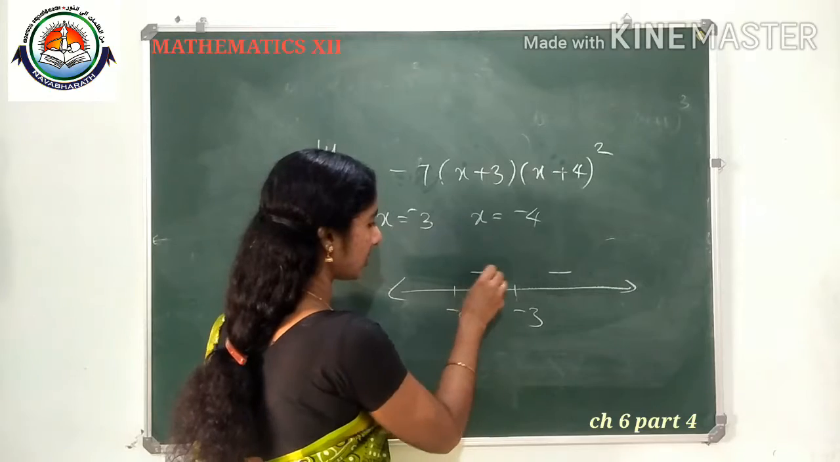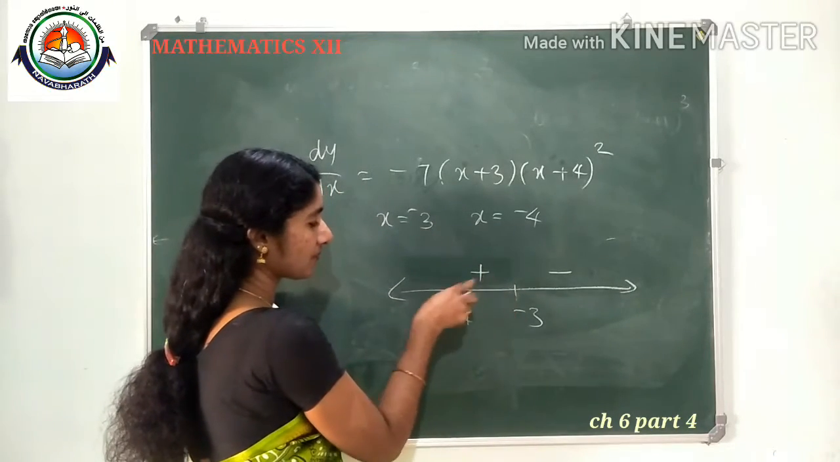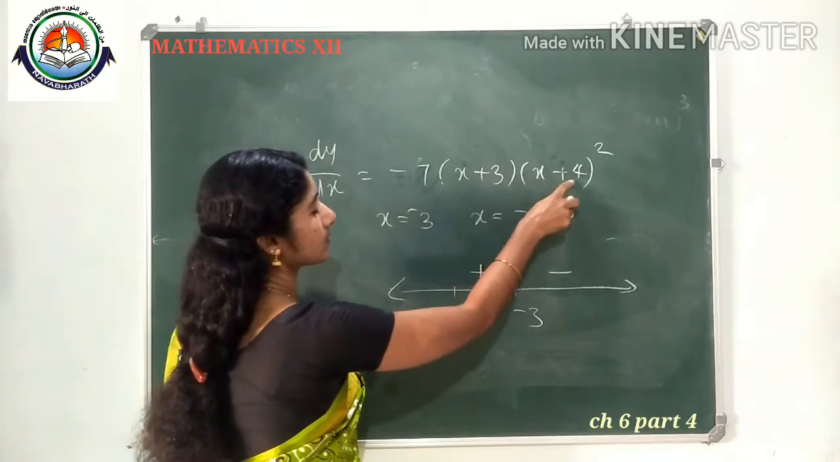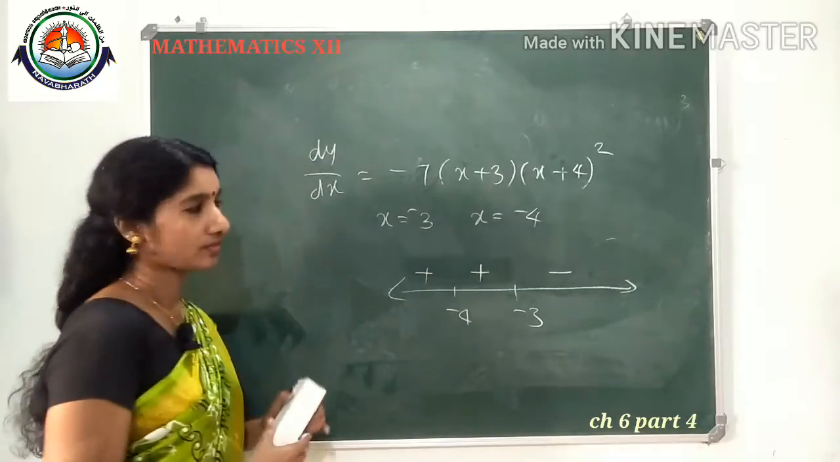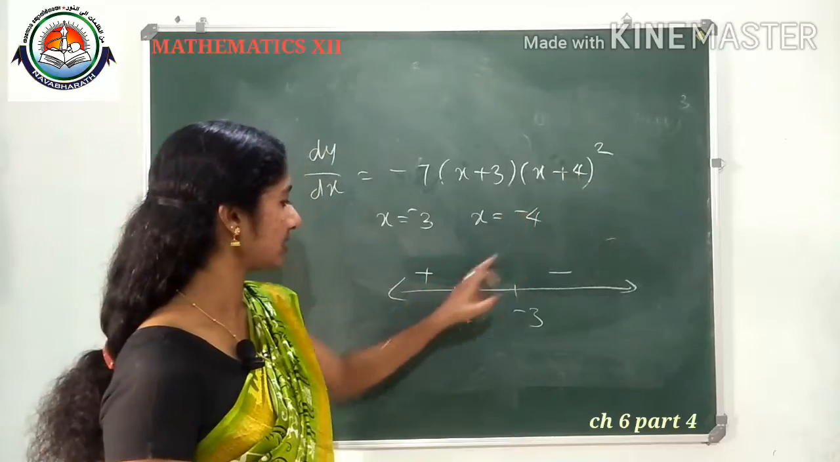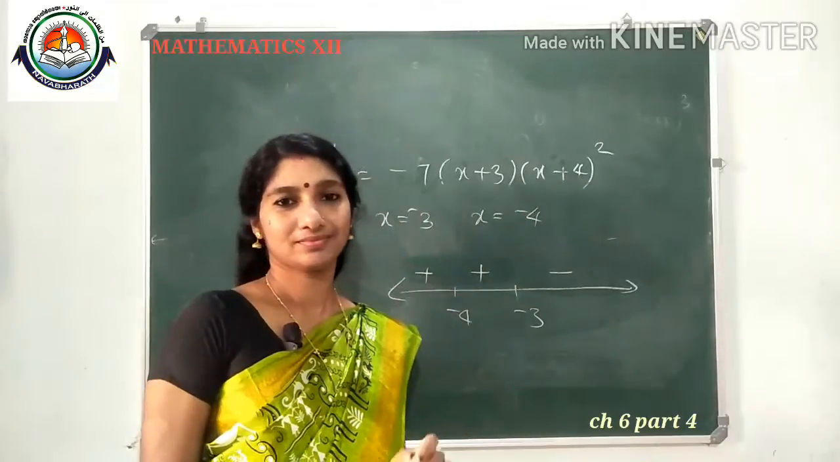So here the sign changes to positive. At minus 3 its sign changes. But at minus 4 it does not cross, because (x plus 4) whole square is there. So the same sign will come here also. When (x plus 4) whole square is there, at minus 4, both the left side and the right side will become the same.